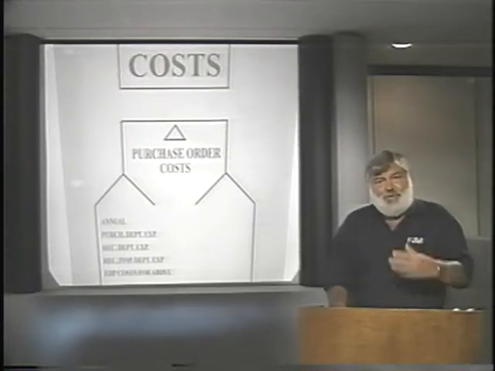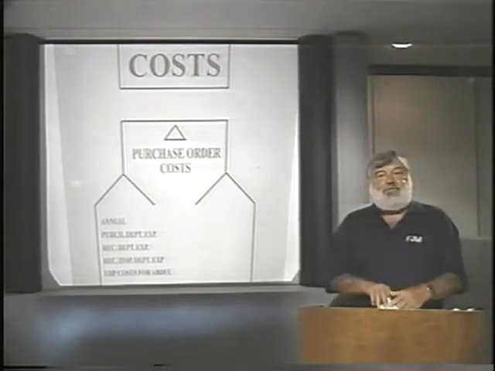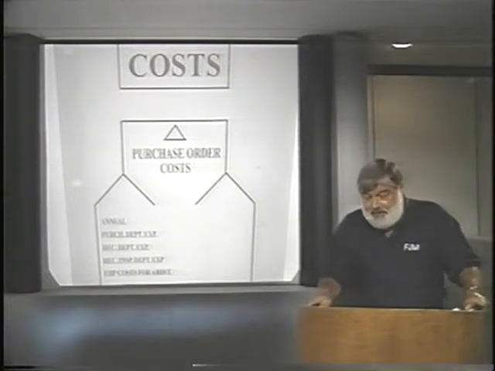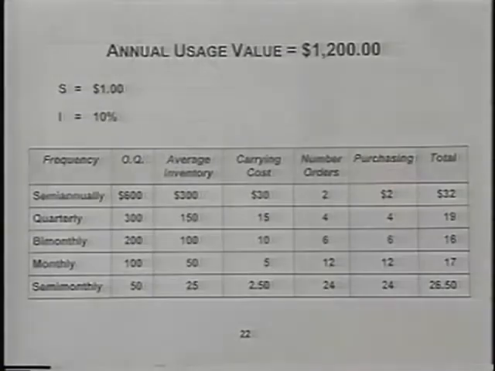Well, that's a lot of work to go through if I've got thousands of parts in the storeroom. There has to be an easier way. Well, there is. And to show you how that was derived, if you would turn to page 22, we're going to walk through a little scenario relative to how the EOQ was developed. First of all, we're going to select an item that has an annual usage of $1,200. We have S is the purchase order cost of $1, make it easy for us, and a carrying cost of 10%.